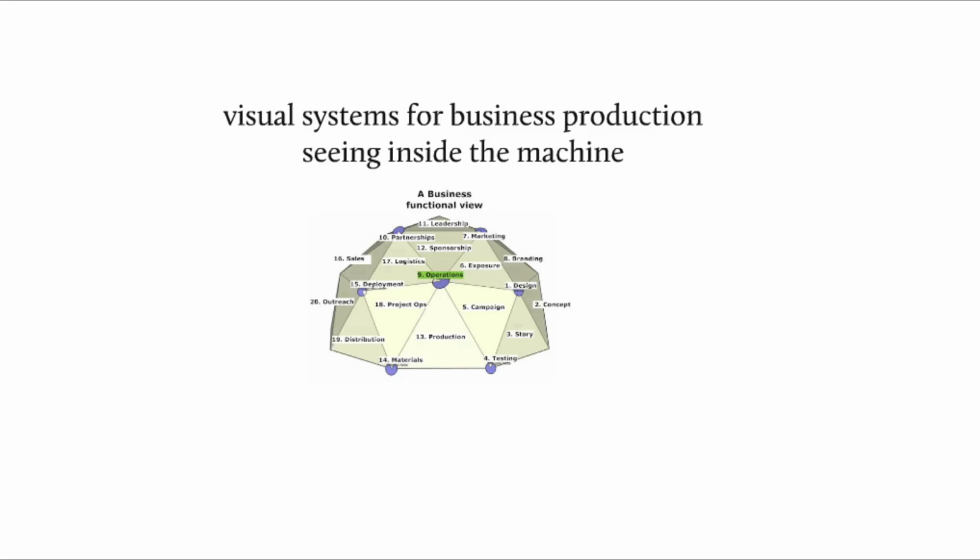I'm Mark Rubin, and this is a presentation about visualizing a part of a business called the production system. This is the part of the business that moves money around, where the work is happening. People doing processes that move money.